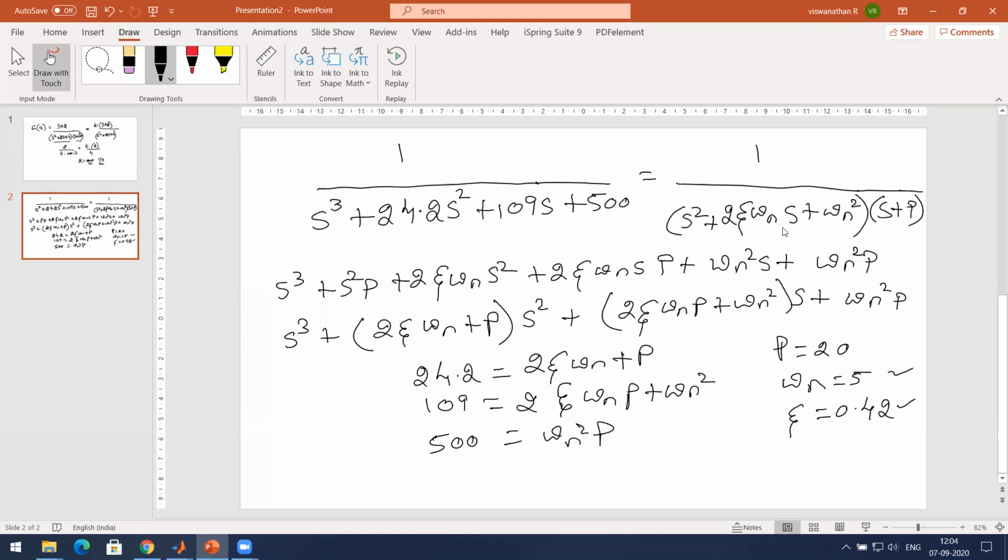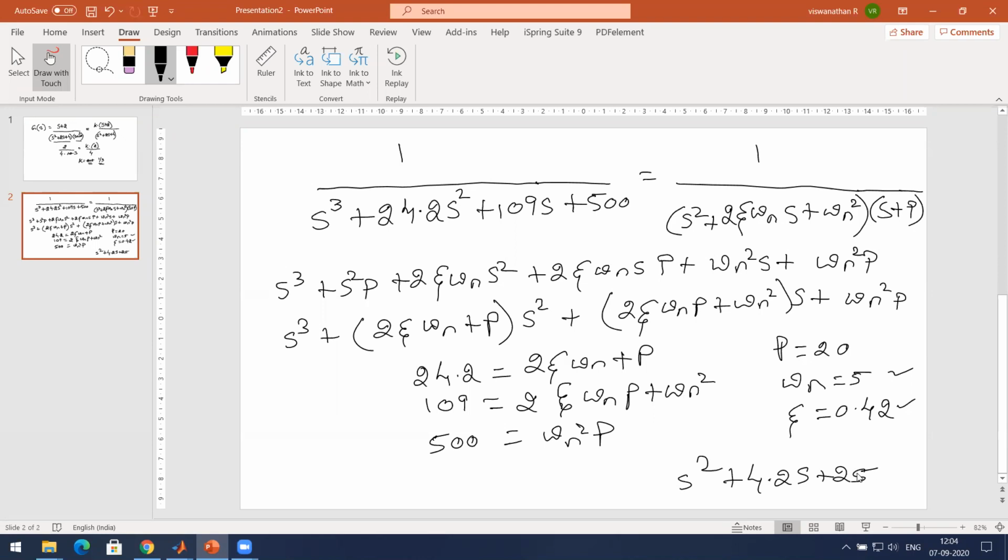Can you come up with the second order system? Another 5 minutes is there. Can you quickly come up with the second order system for this? Just substitute the zeta and omega n and tell me what is this thing. There will be s square plus 4.2s plus 25.